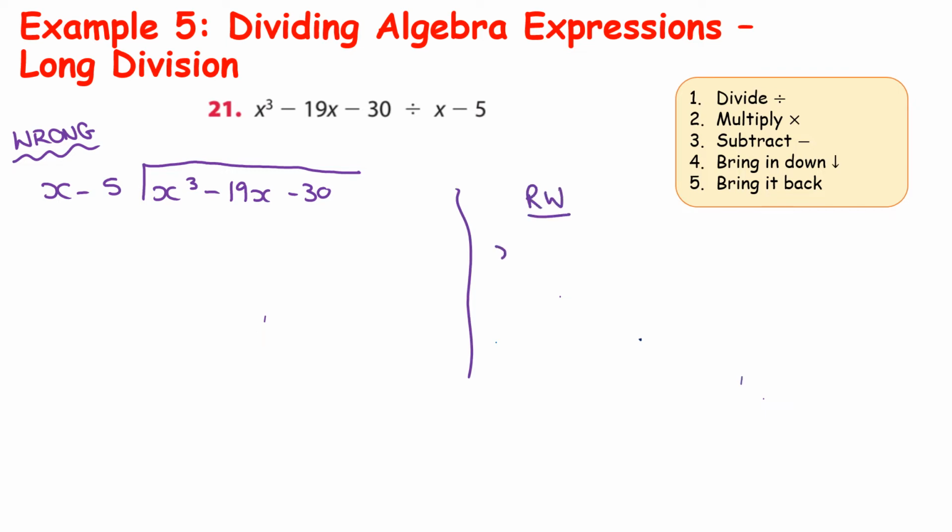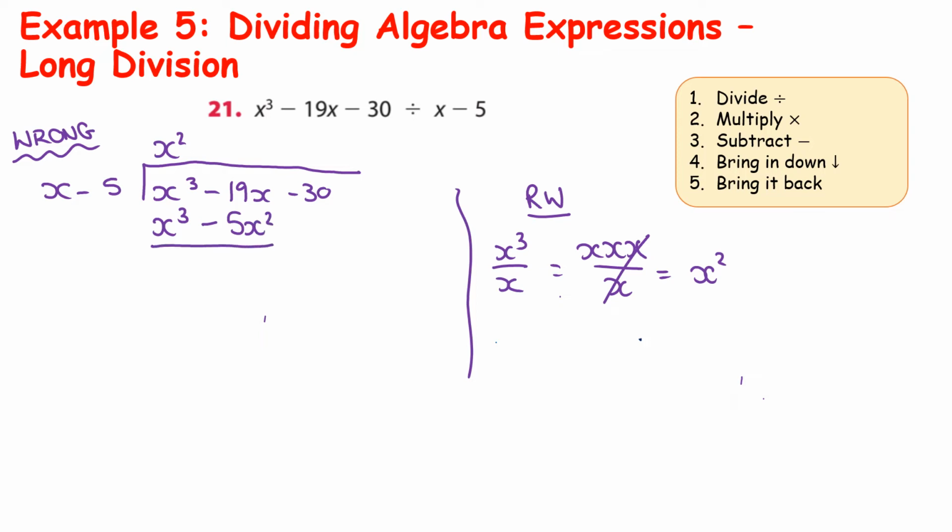So rough work, divide the first term by the first term. So that's x cubed divided by x. So far so good. That gives me x squared. Multiply x squared by x. That's x cubed. x squared by minus 5 is minus 5x squared. Divide, multiply, subtract. Minus x cubed and a plus 5x squared.